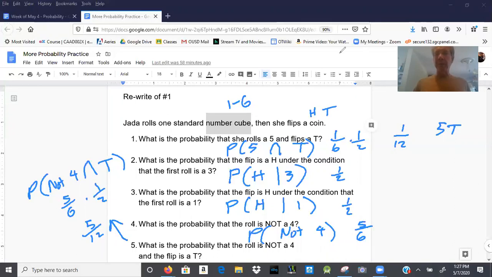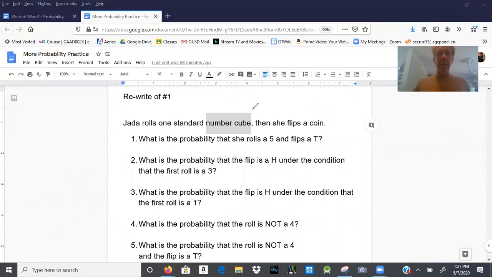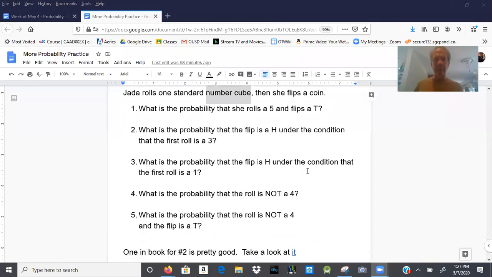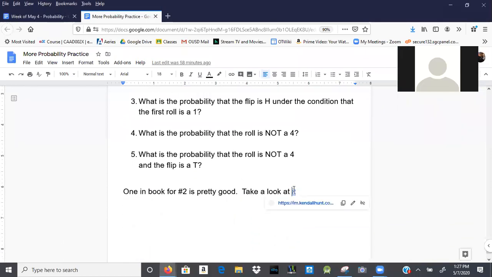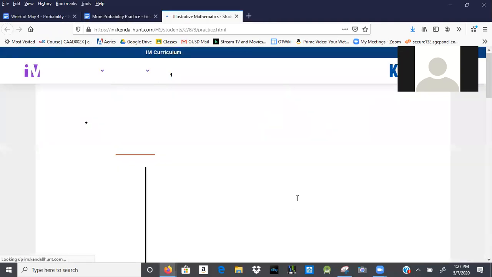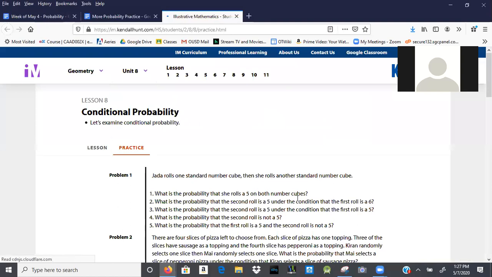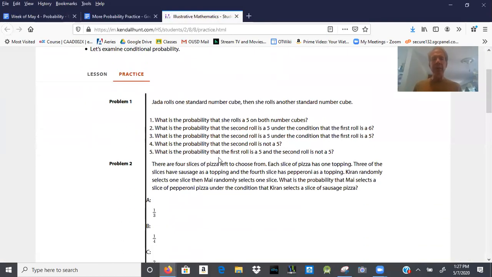Okay, the other problem, and then I'm going to let you go here. The other problem is actually in the book. It says there are 4 slices of pizza to choose from. Each slice has 1 topping. 3 of them have sausage. A 4th has pepperoni as a topping. Karen randomly selects 1 slice, then Mai selects another. What's the probability that Mai selects a slice of pepperoni under the condition that Karen selects a slice of sausage pizza? Now, this is a lot of words.